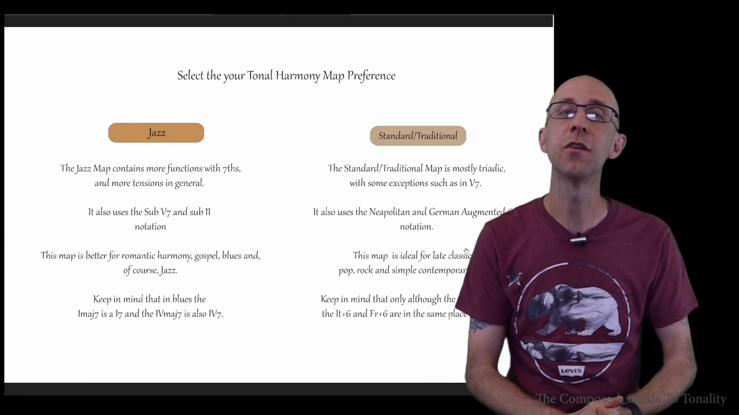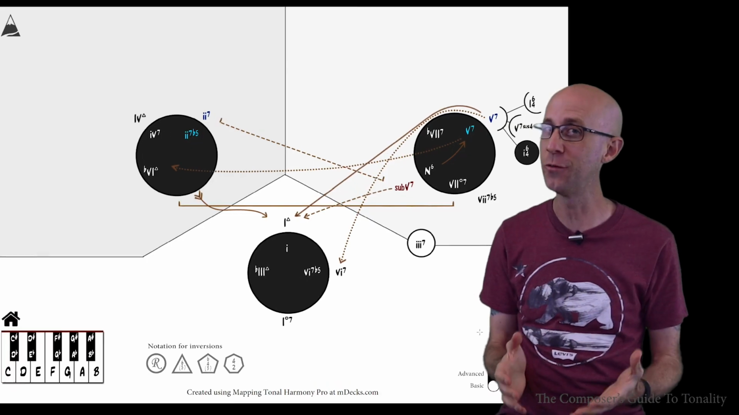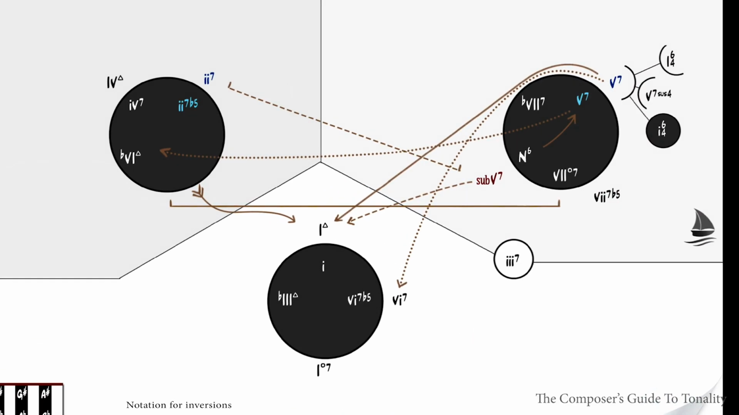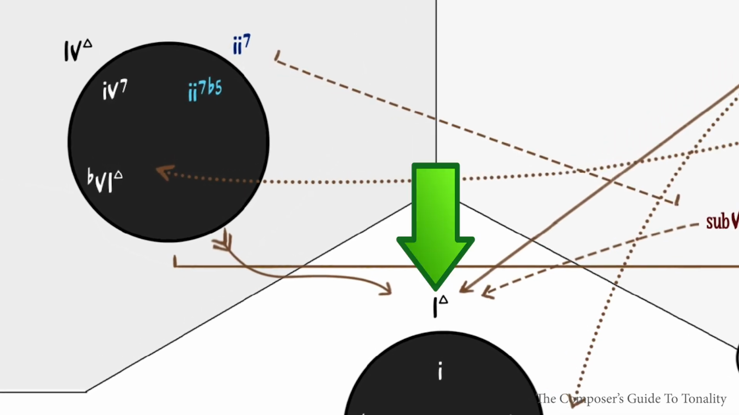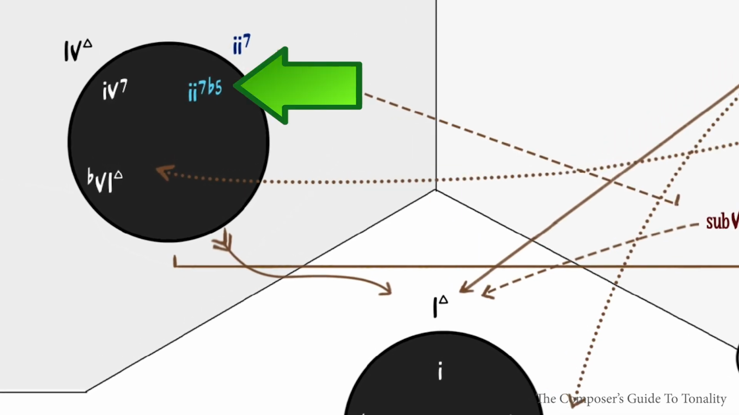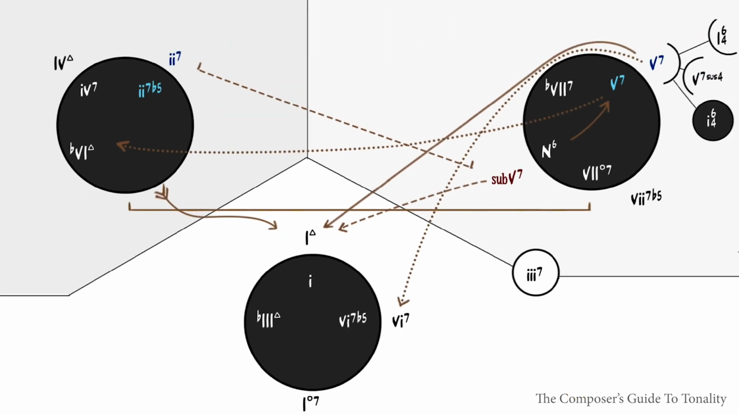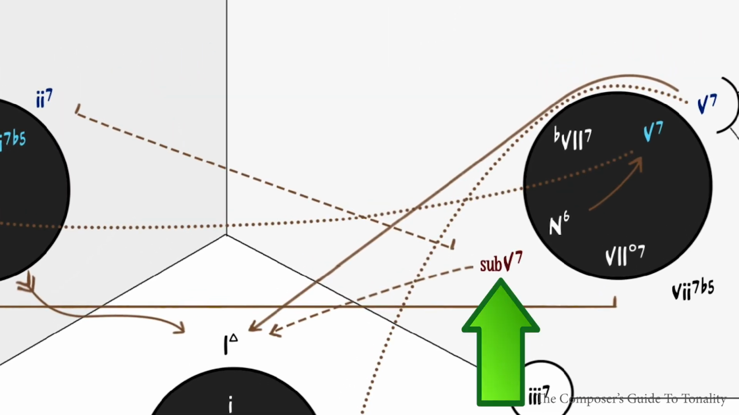Well, luckily for us, our guide can show a jazz version of the map. Now you can see the functions extended, showing the 7ths. The 1 is now a 1 major 7, the 2 in minor is a minor 7 flat 5, and so on. Notice how the Neapolitan 7 from the standard map has turned into the sub 5-7. It's the same chord as the Neapolitan 7, but in jazz, it is better known as the sub 5-7.